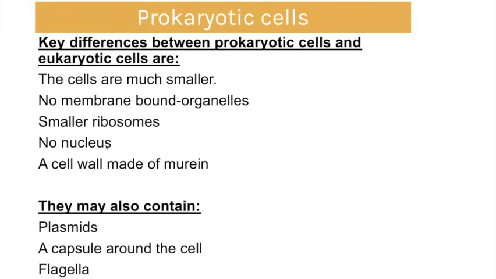Instead, their DNA will just be as a single loop, which is free within the cytoplasm. They do have a cell wall, and that is made up of murein. Sometimes they might also contain plasmids, which are additional loops of DNA. They might have a capsule around the cell, which is to help prevent desiccation and to evade the immune system. And sometimes they'll have flagella. It might be one, it might be many, which is to help them to move. But those aren't always found, those are only sometimes found in prokaryotic organisms.